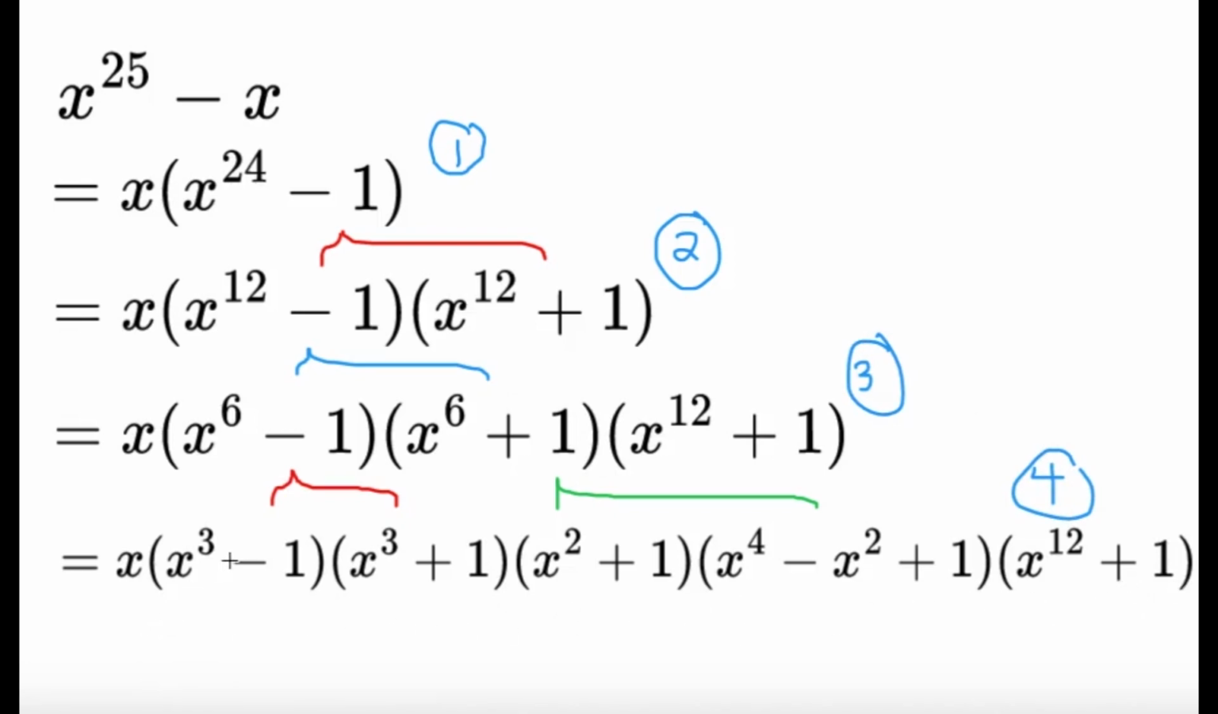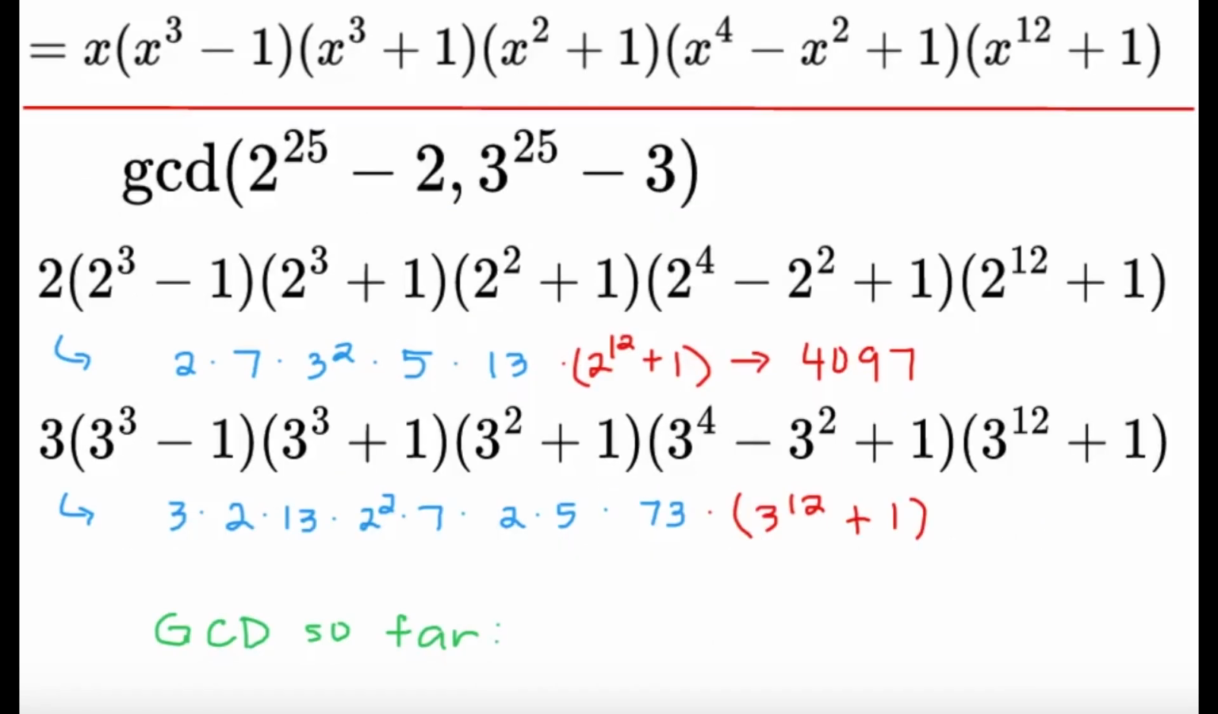So just using our knowledge in factoring, we can reach from x raised to 25 minus x into factors of a lot of these. So we can try to use this to at least get some of the common factors of 3 raised to 25 minus 3 and 2 raised to 25 minus 2. So using this thing above, we can factor into this and this.